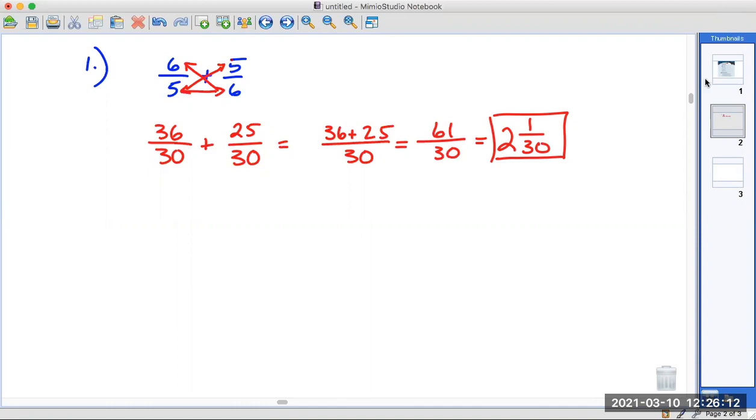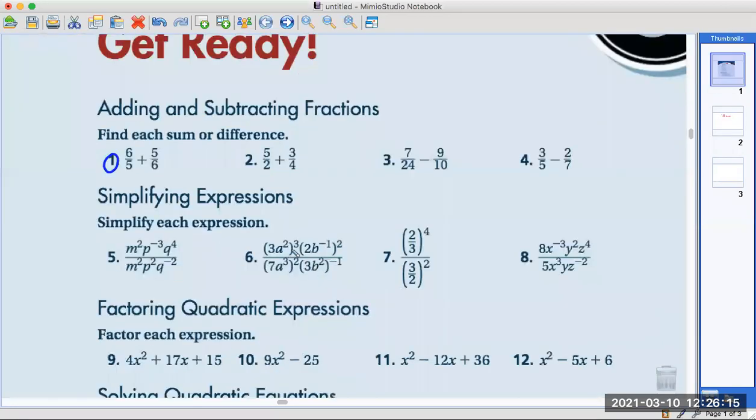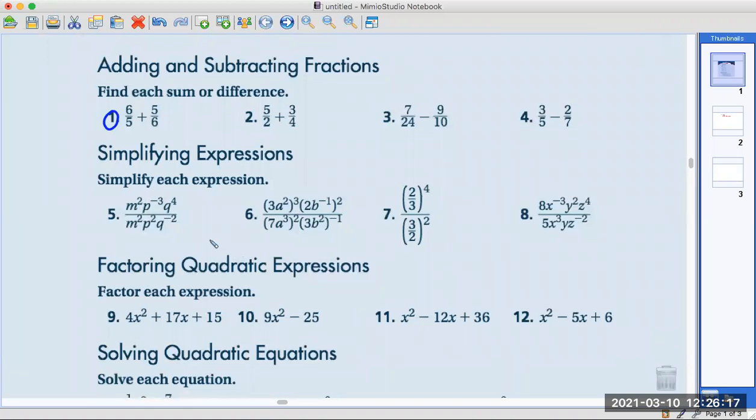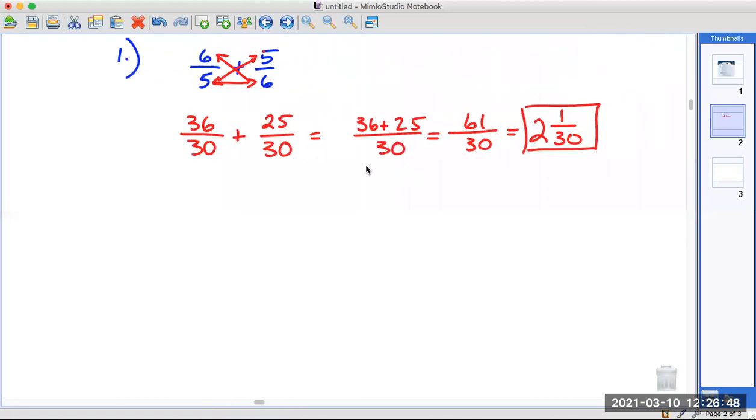Okay, so the next question I would like to show you is, let's do number 5. So these look very confusing. Those are called exponents and negative exponents. So the negative exponents cannot stay there. They have to be moved either to the bottom or to the top, and that will make them positive. I'm hoping you have seen that somewhere in lessons before.